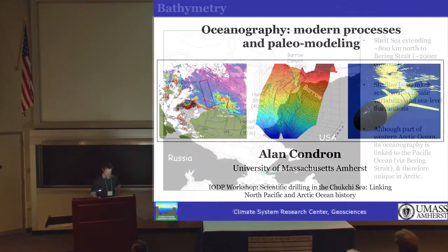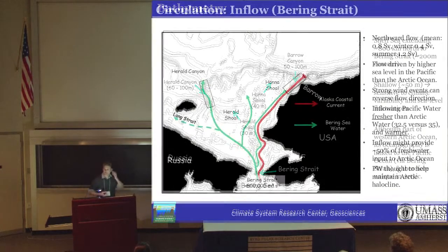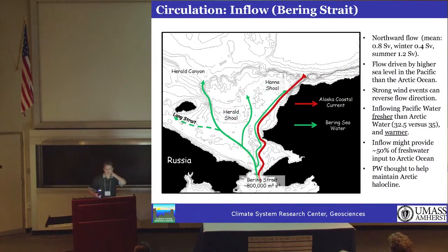Okay. So here we are in the Chukchi Sea, about 50 meters water depth, and there are some interesting features. Here we go. Barrow Canyon here, off Barrow, and Herald Canyon over here, which is about 60 meters at the top, going down to about 100 meters of depth, and then Hanna Shoal and Herald Shoal. What we'll see is that these features heavily influence how the ocean circulates. So let's move forward.